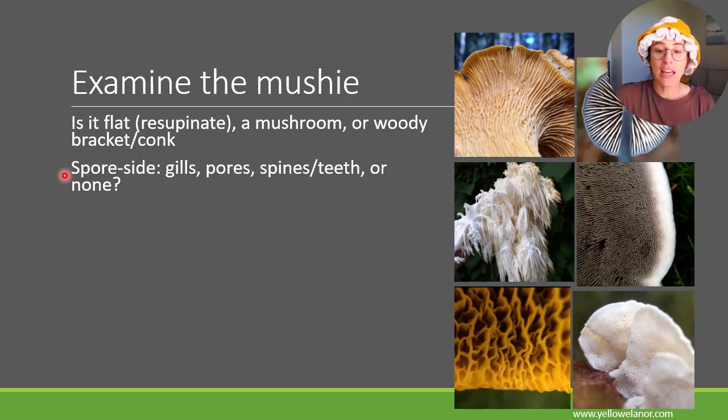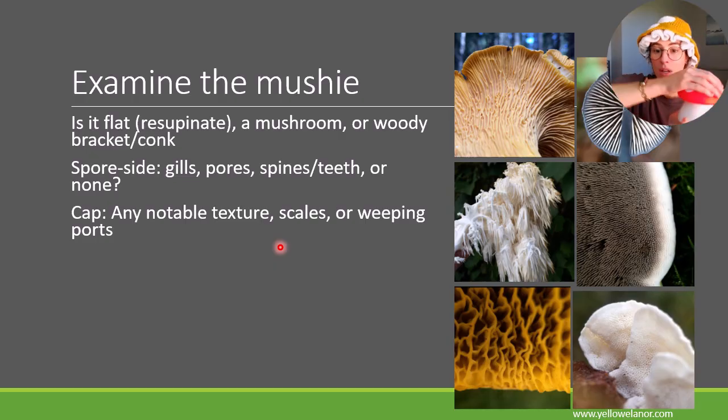All right, so that's sort of a woody bracket. If you had a mushroom and you were trying to figure out what its spore side is, you would flip it over and you would look at it on the underside, generally the side that's facing the ground. And so this is the spore side. Now this side can have gills, pores, spines, teeth, or none. There is one that we covered that doesn't have any of these, and those are called crust fungi. But yes, we would be looking on the underside, the spore side, and we would be looking again for gills, teeth, spines, pores, okay?